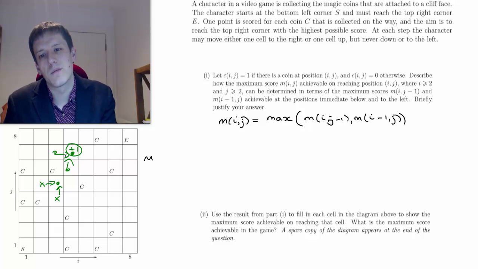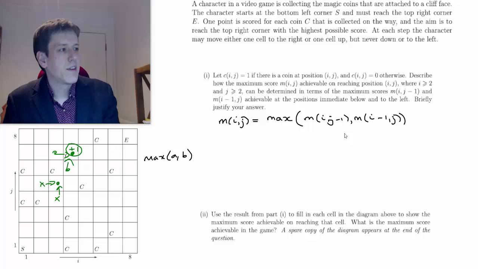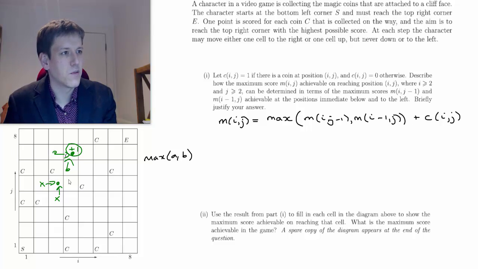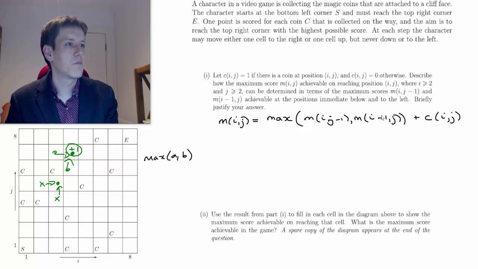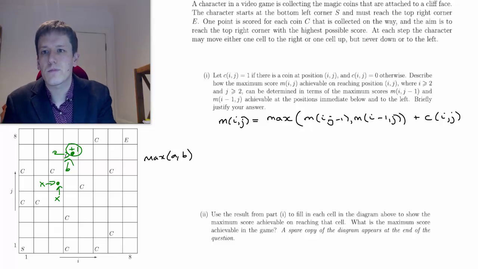The maximum of a comma b just returns the largest of the two of a and b. It's not just that, it's this plus Cij, because remember Cij in the question is 0 when there's not a coin and 1 if there is a coin, so this deals with both cases at once. Both the case where there's a coin in the cell I've entered and the one where there isn't. So I just take the maximum of the left and the down move plus 1 effectively if it's got a coin in it. So that's the most efficient use of notation.